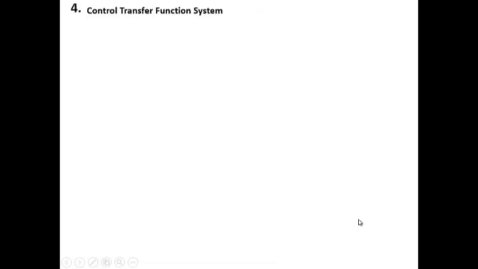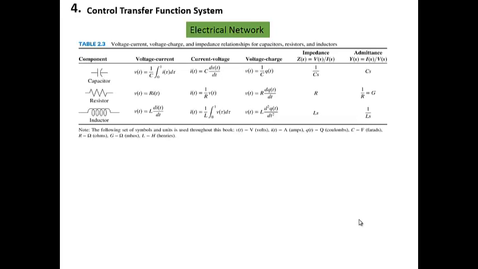And then the fourth one is the control transfer function system. So from here we have our general system. For the first one, we go through the electrical network. From here you have 3 types of components that you need to remember and understand, which are the capacitor, resistor, and the inductor. And then the relations between voltage and current, and voltage and charge will be stated here. You need to remember and understand how to use these formulas.